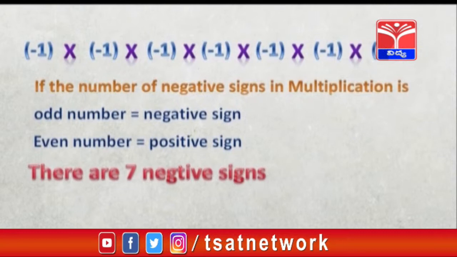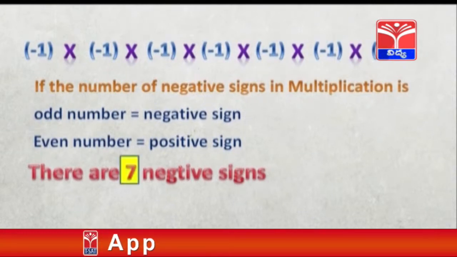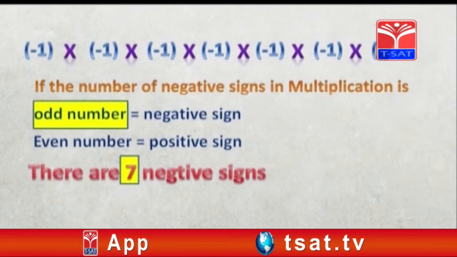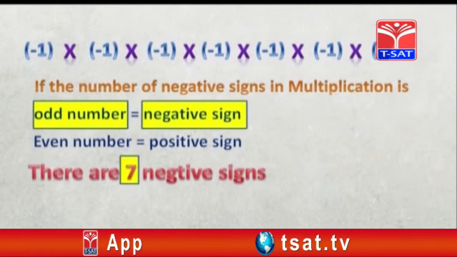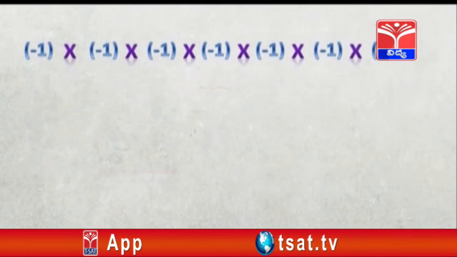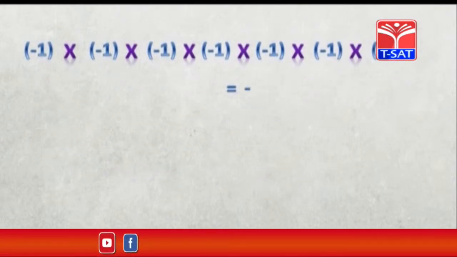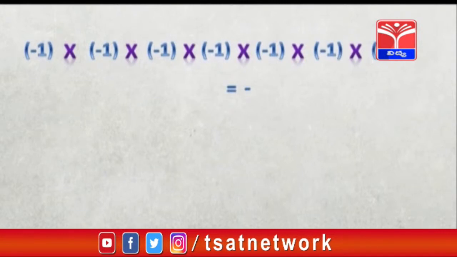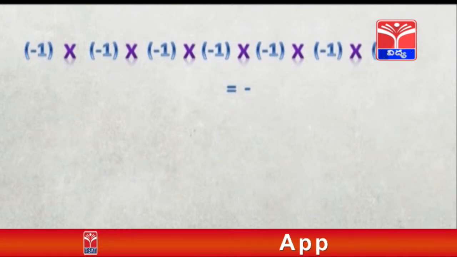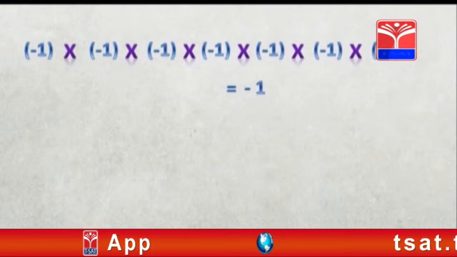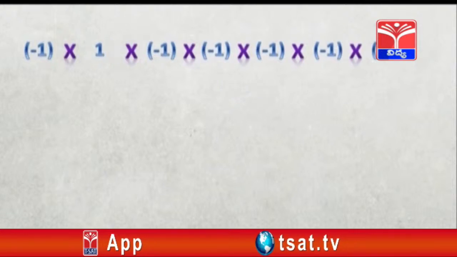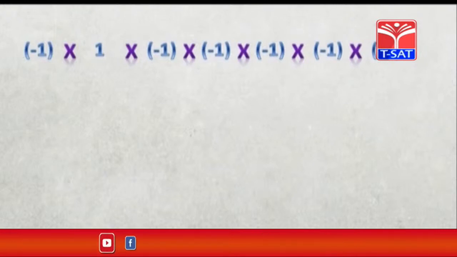Now look at the question. How many negative signs are there? There are 7 negative signs in the question, and 7 is an odd number, hence the answer always contains a negative sign. Thus the final answer contains a negative sign, and here our duty is to multiply just the numbers 1 into 1 into 1. You multiply 1 any number of times, you always get 1 again, thus the final answer is minus 1.